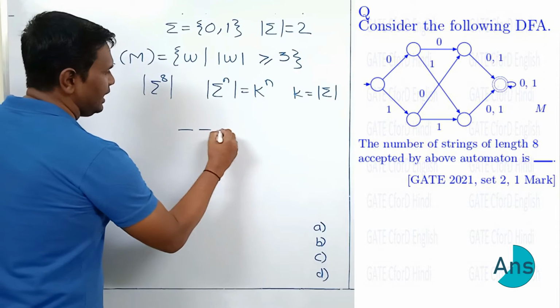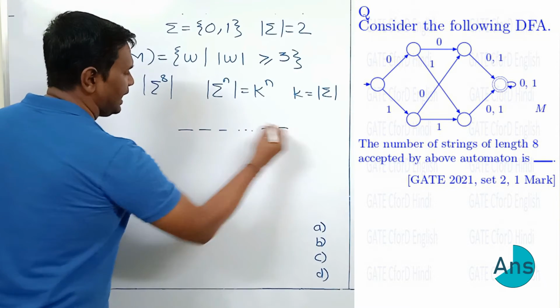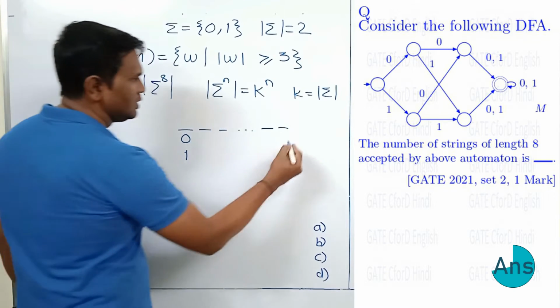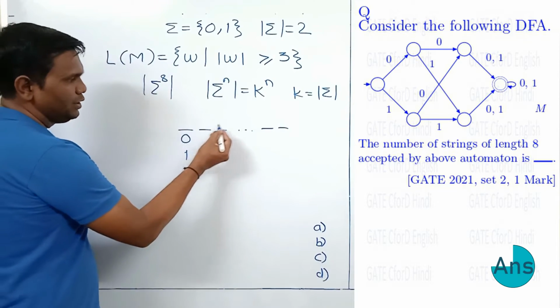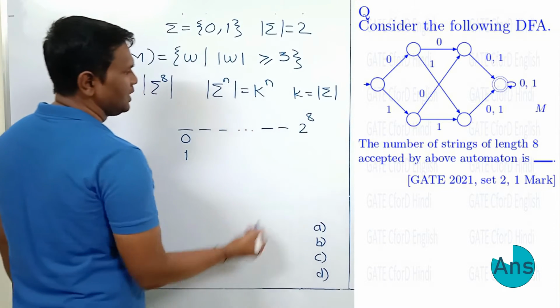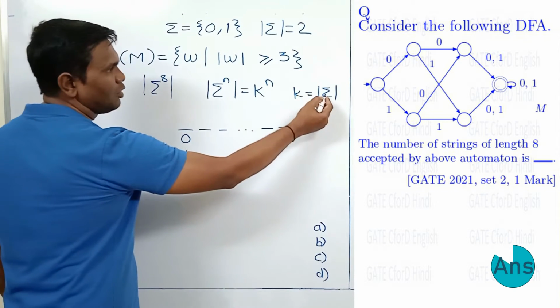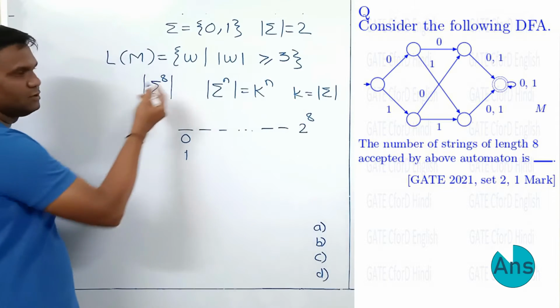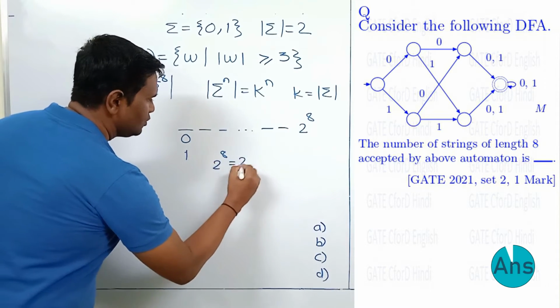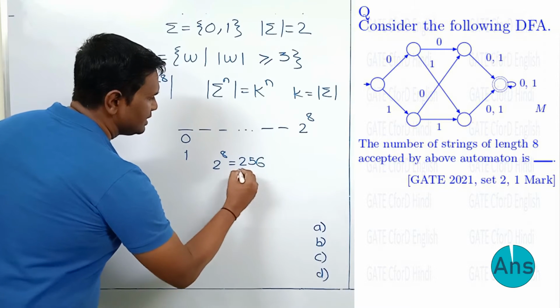So we have 8 places to fill. At each place we have two options, 0 and 1. So the number of strings will be 2 into 2 into 2, 8 times, which is 2 power 8. 2 is the number of symbols in the alphabet, 8 is the length of the string. So 2 power 8 is equal to 256. This is the answer.